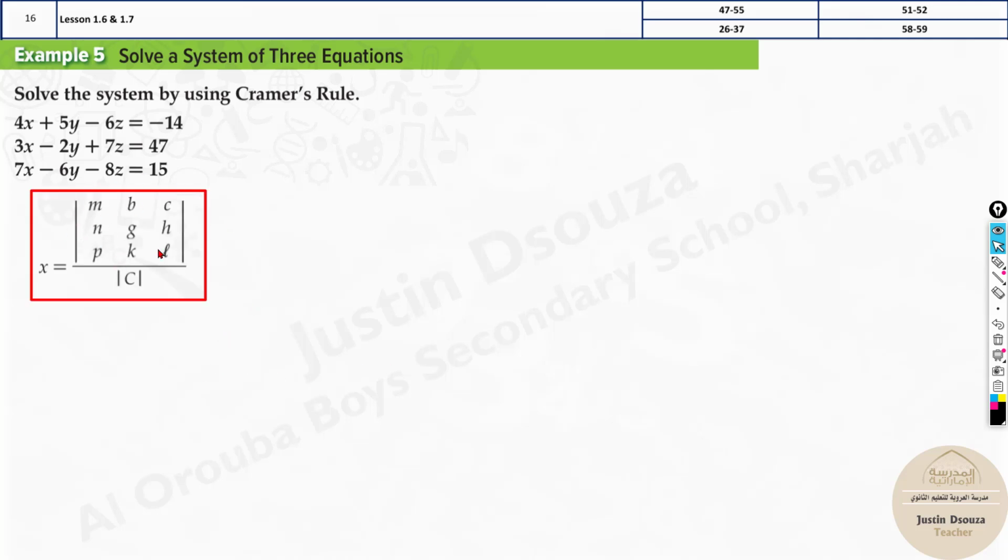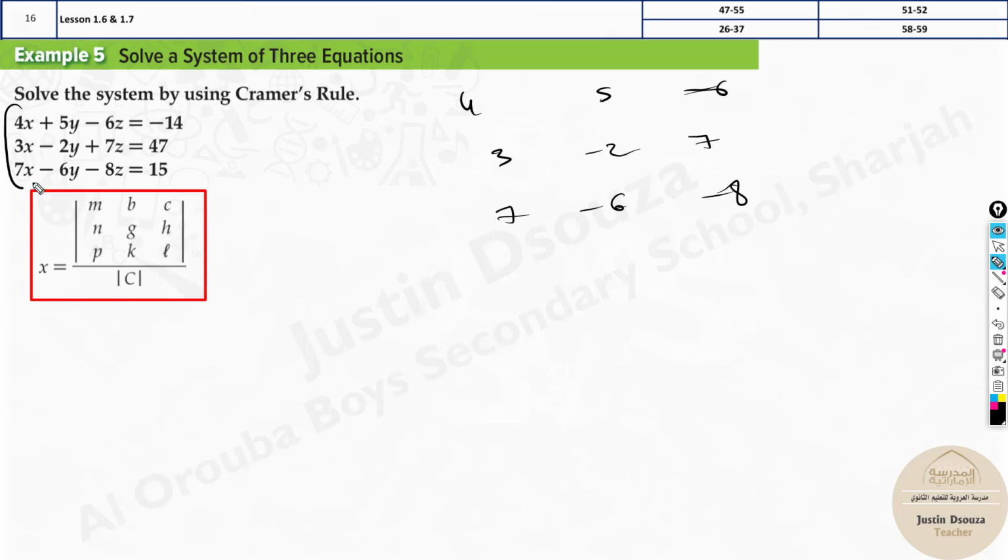See, this is a matrix, right? This is the coefficient matrix divided by the determinant. Sorry, first you need to write the coefficient matrix. See, 4, 5, minus 6, 3, minus 2, 7, 7, minus 6, minus 8. This is the coefficient matrix. Find the determinant of this, always it's divided.